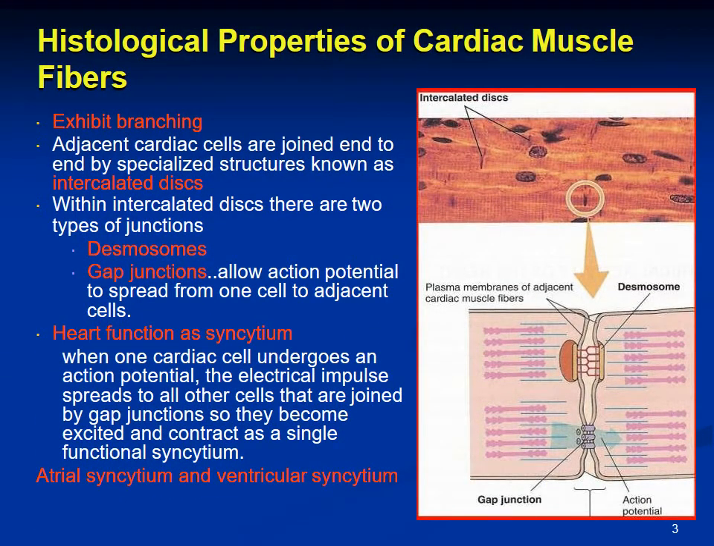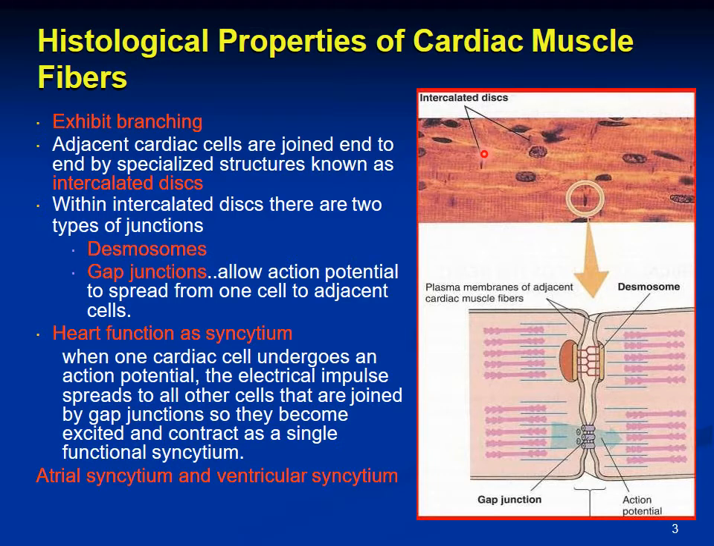So, this is the histological picture of cardiac muscle. If we see this diagram, we can see these are the oval, centrally located nuclei in each cardiac muscle cell. This is a cardiac muscle cell. This black line shows the intercalated disc.